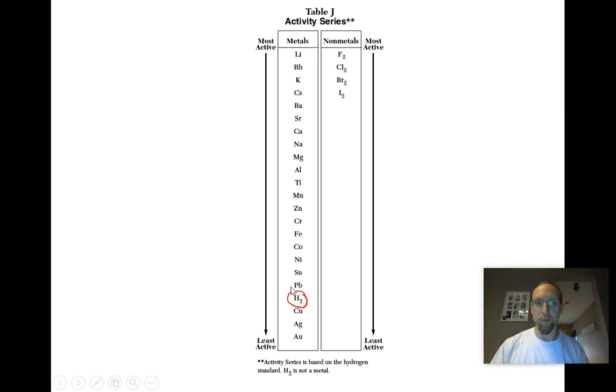That's how we came up with this reactivity series. Even though hydrogen is not a metal, and it even tells you on the bottom, activity series is based on the hydrogen standard. Hydrogen is not a metal. Remember, H is a non-metal, even though it's above the group 1s on the periodic table, we still consider it a non-metal. It was just a standard that we used here to determine the reactivities of these other metals. All right, so don't forget that.